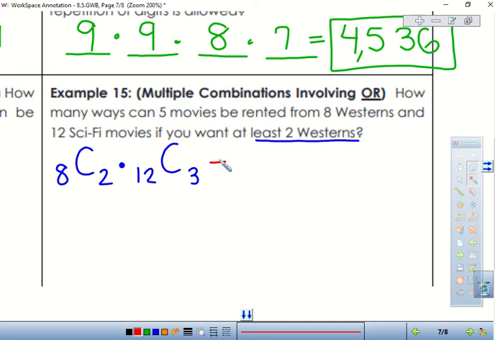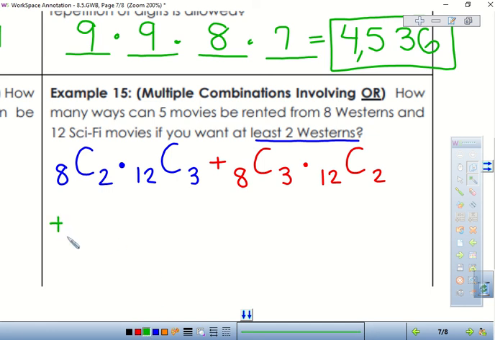Addition. Or, what else can happen is, we have 8 westerners, and we choose 3 of them. Because you can also have 3, because at least means you could have 3, 2 or more, right? Times. Then we have 12 sci-fi, and we choose how many of them? 2.